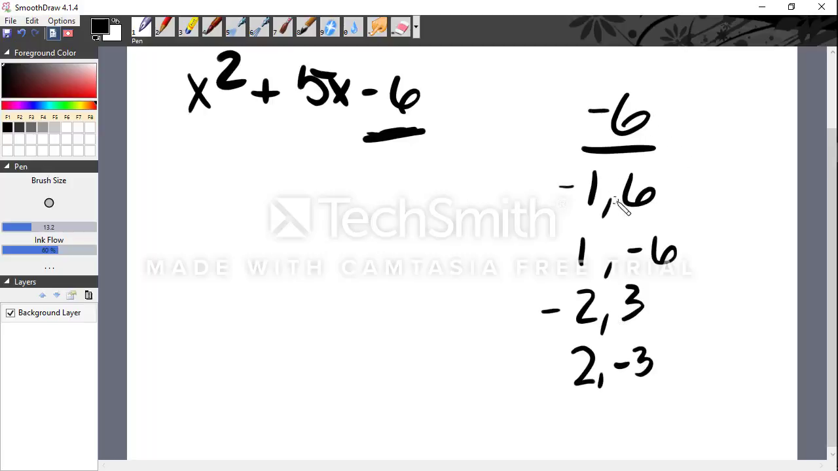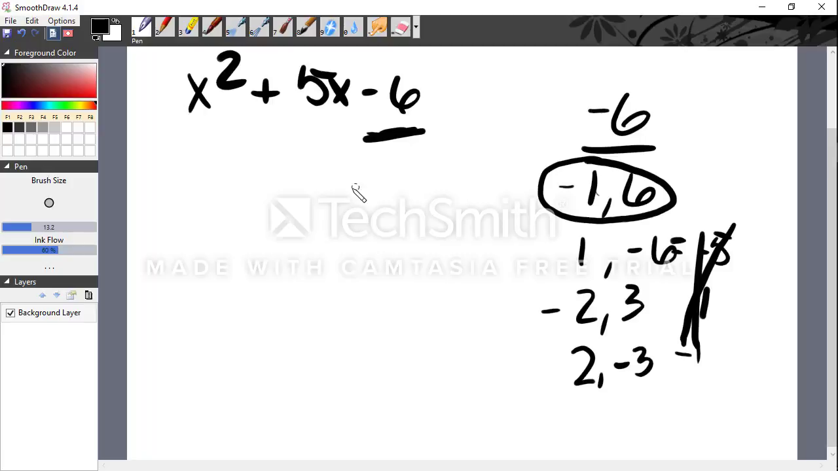Okay, so I look at each one of these pairs of numbers, and I want the pair that, whenever I add them together, gives me positive 5. So follow me here. When I smash the negative 1 and the positive 6 together, I get positive 5, right? This one would give me negative 5, this one would give me positive 1, and this one would give me negative 1. None of these work. So these two special numbers are all we need to factor this out.